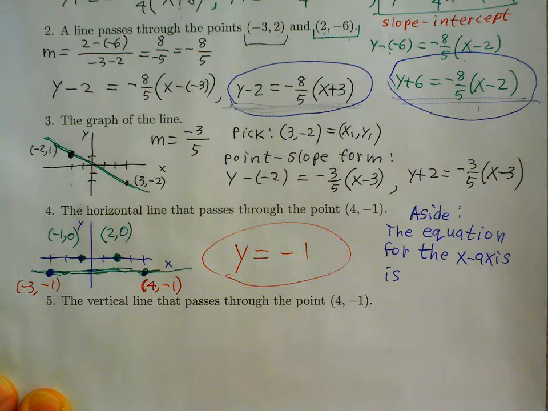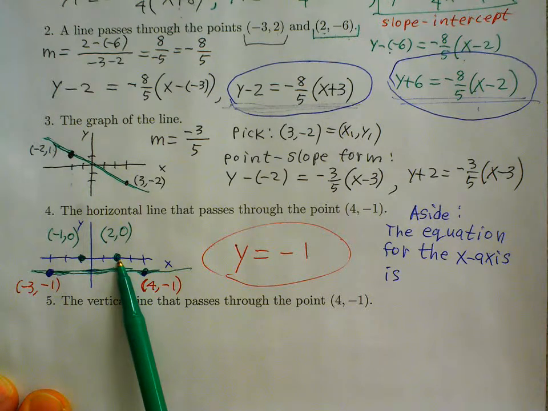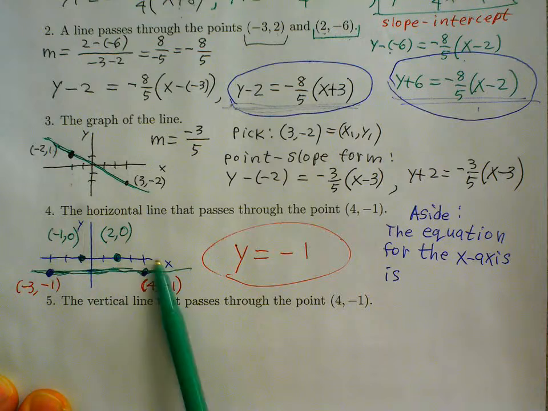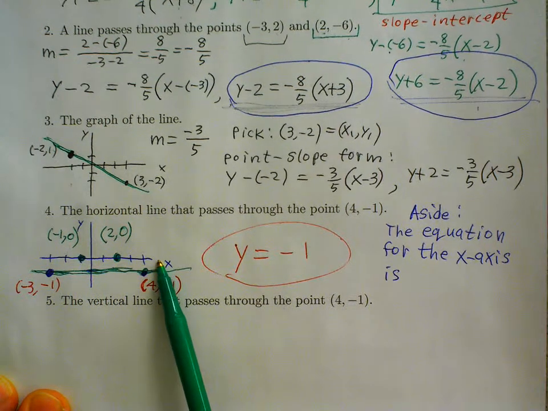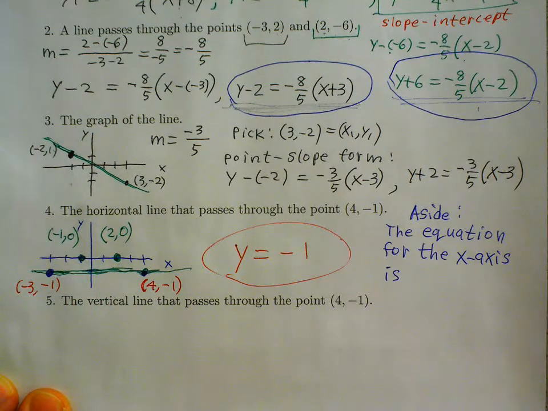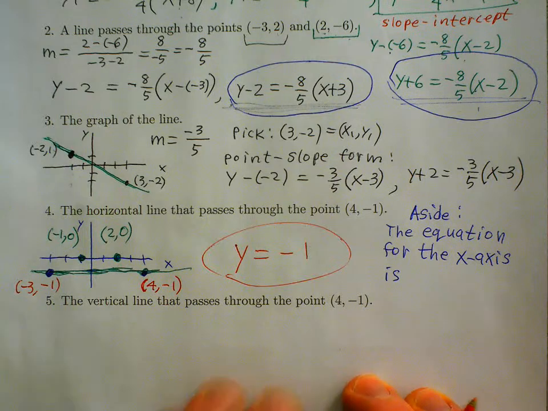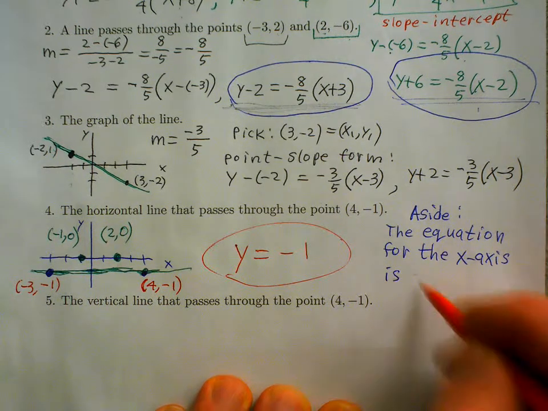Therefore, the equation for the x-axis? I need an equation. X equals. No, x is -1 here, and x is +2 there. So x can be anything. Y equals 0. The equation for the x-axis is y equals 0.